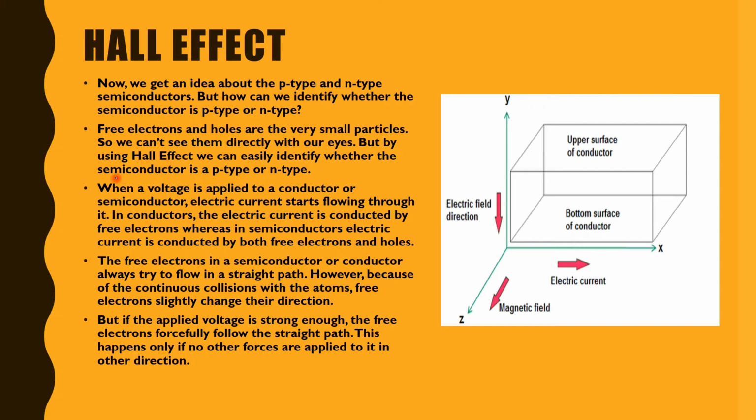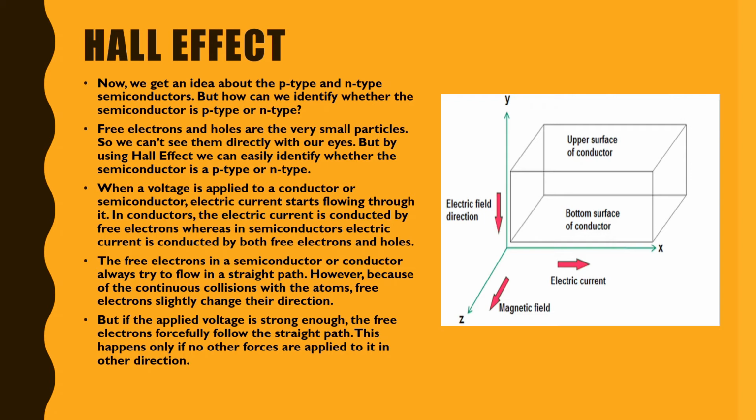Whenever a voltage is applied to a conductor or semiconductor, electric current starts flowing through it. In a conductor, the electric current is conducted by the free electrons. That means whenever there is a conductor, only free electrons will flow, whereas in a semiconductor both free electrons and holes are there.